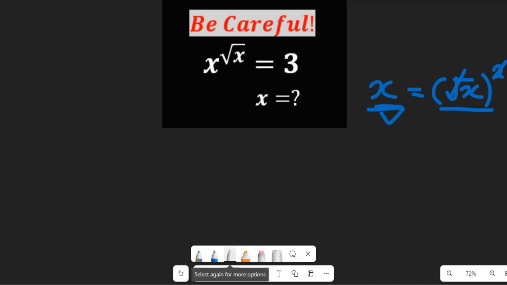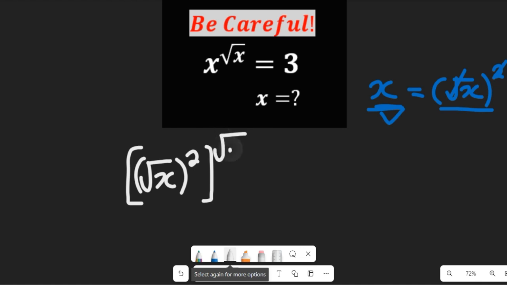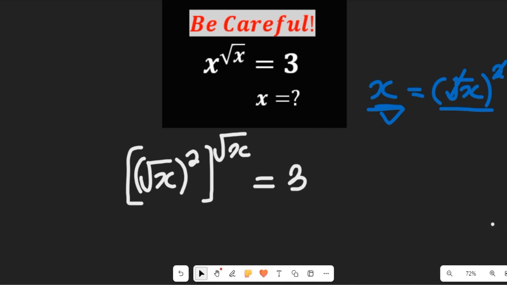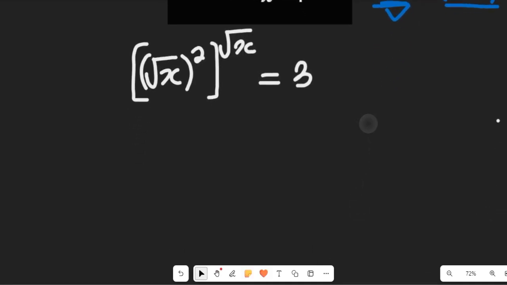Now, instead of having x, I'm going to have the square root of x square, right? And all of these will be to the power of the square root of x. How about this? I think this will work better in solving this question. Great. Now, in the next step, I'm going to simplify.